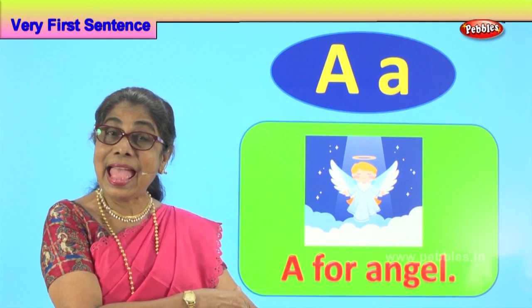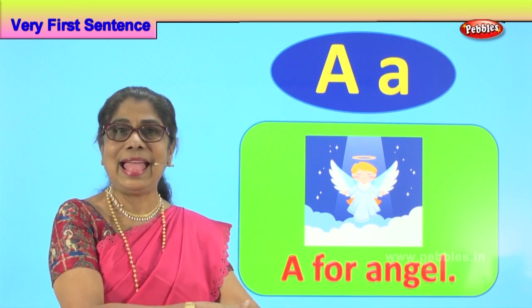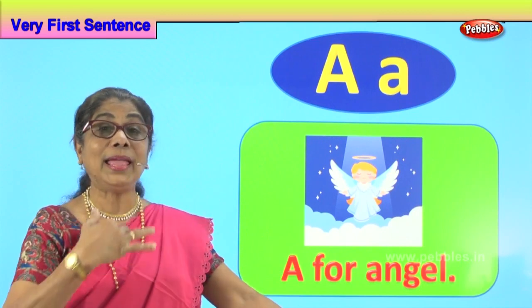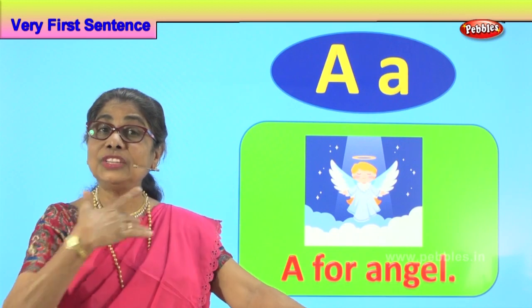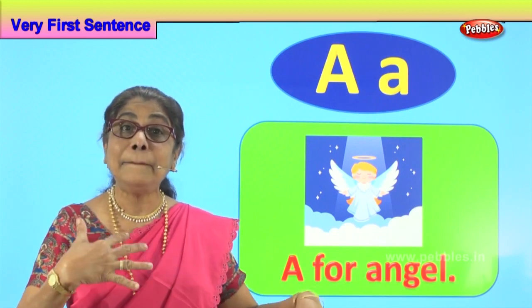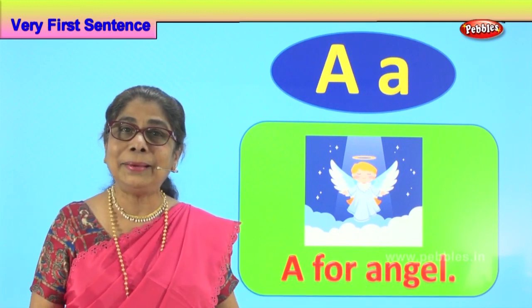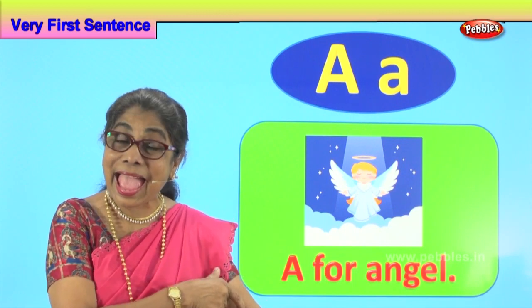A, ants on my arm. A, ants on my arm. A, ants on my arm. They are causing me alarm. Sound of letter A. A.